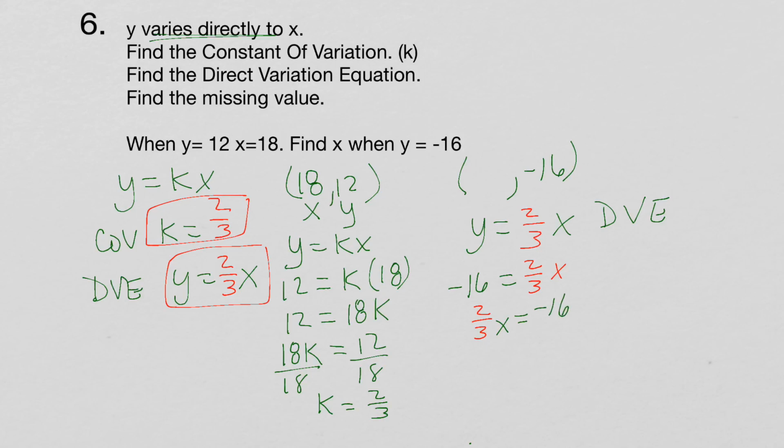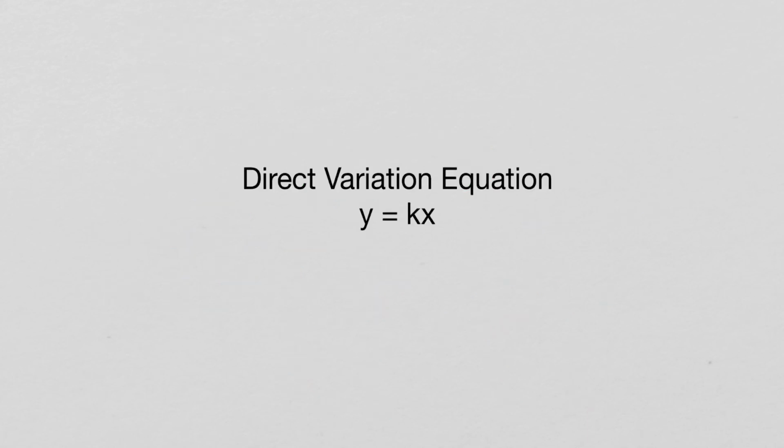What math operation is the 3 doing? It's dividing, so I'm going to multiply by 3 over 1, multiply by 3. So I get 2x is equal to negative 48. What math operation is it? It's multiplication. The opposite of multiplication is division. Divide by 2, divide by 2. X is equal to negative 24. So negative 24 is my missing value. And now you know how to use the direct variation equation.